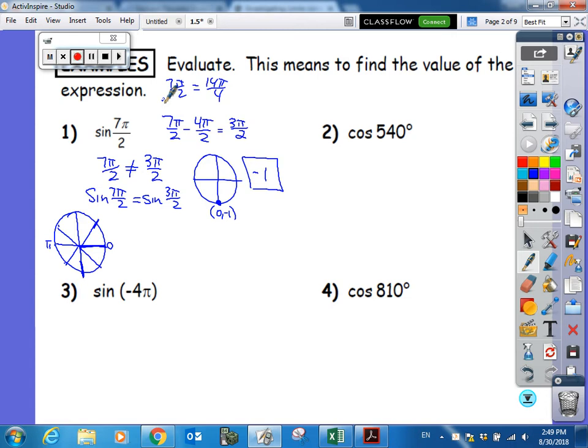Now, could we change that to 6's also? Yes, we could have changed it to 6's. So if you can make your denominator a 4 or a 6, then you can just count your sections on the unit circle and get to that answer also. However you want to do it, it's up to you. You want to count by 4's or 6's?